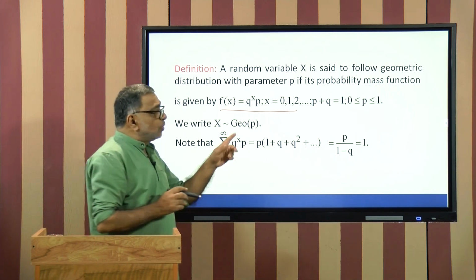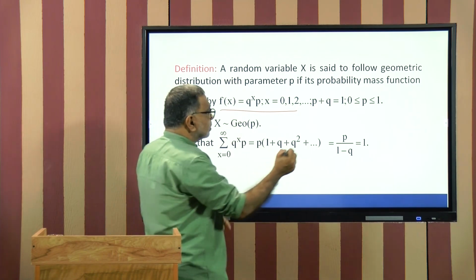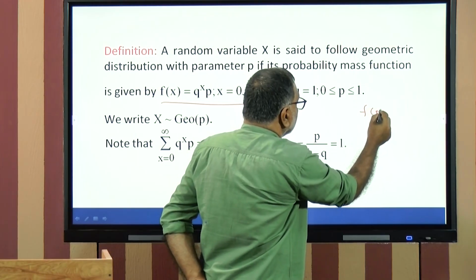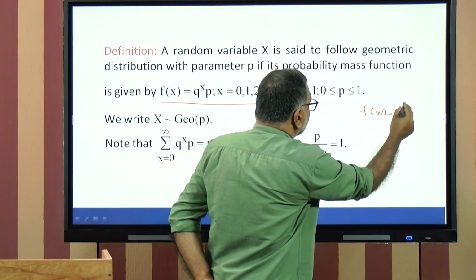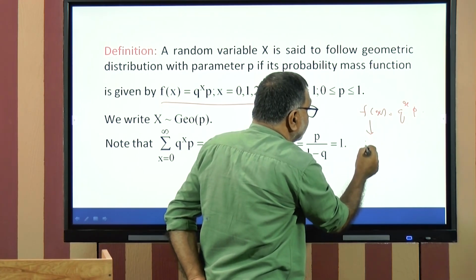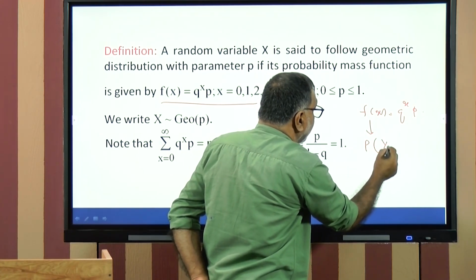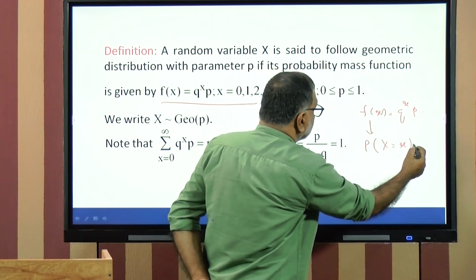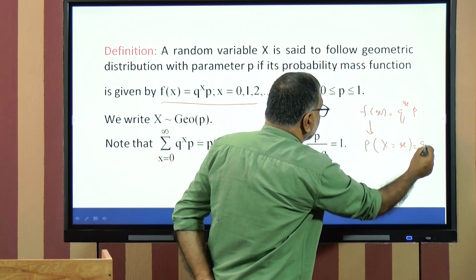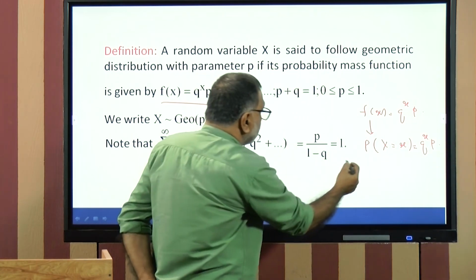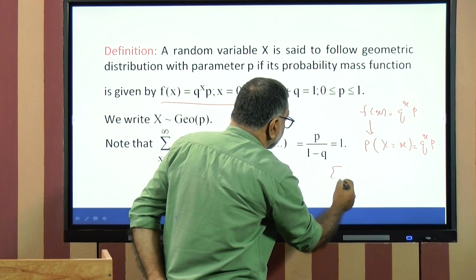And also you note that this is our f of x, q power x into p. So, the meaning is actually the probability of getting x failures preceding the first success. So, the probability of x failures preceding the first success is our q power x into p.